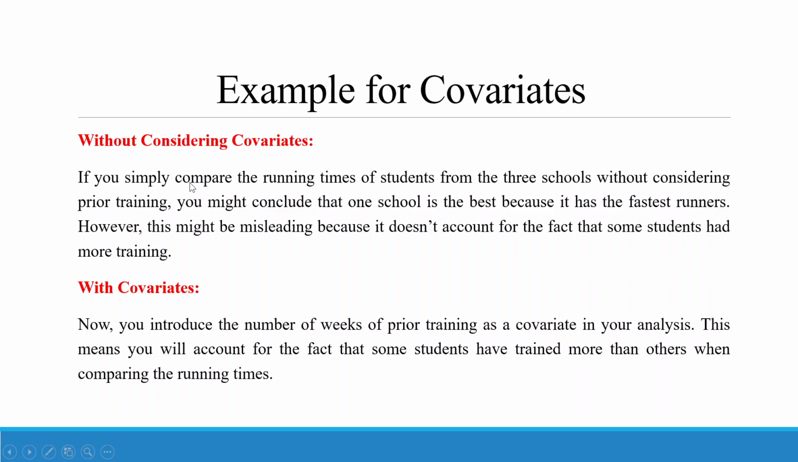Without considering the covariate, if you simply compare the running times of students from the three schools without considering prior training, you might conclude that one school is best because it has the fastest runners. However, this might be misleading because it does not account for the fact that some students had more training. With the covariate, now you introduce the number of weeks of prior training in your analysis. This means you will account for the fact that some students have been trained more than others when comparing the running times. So basically it's leveling the field so that we can compare appropriately.